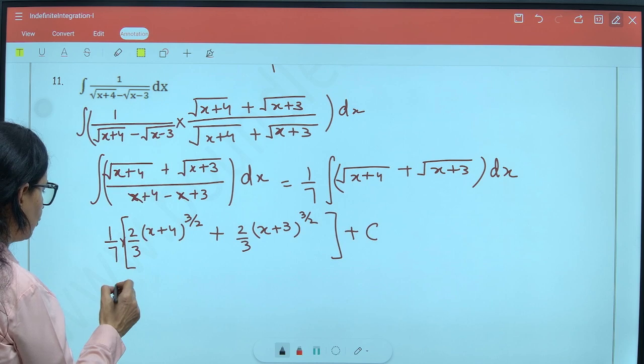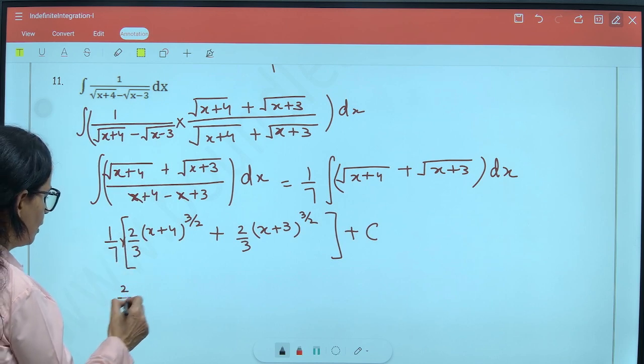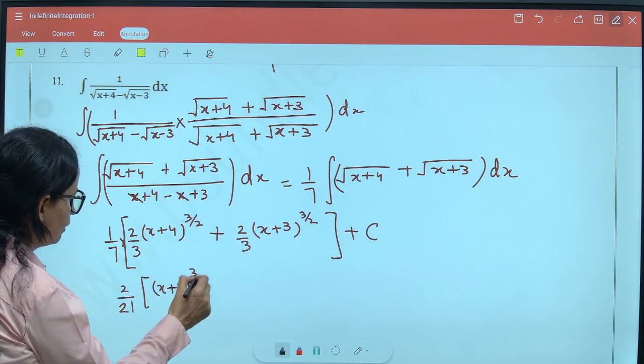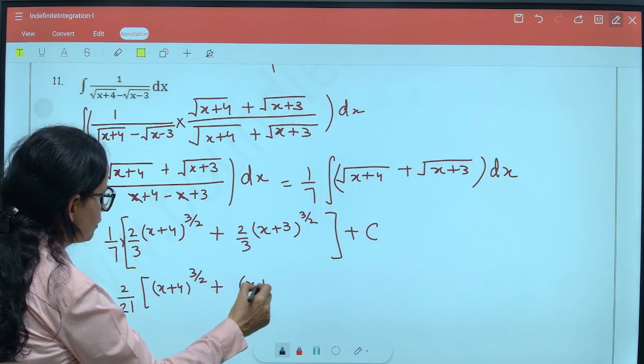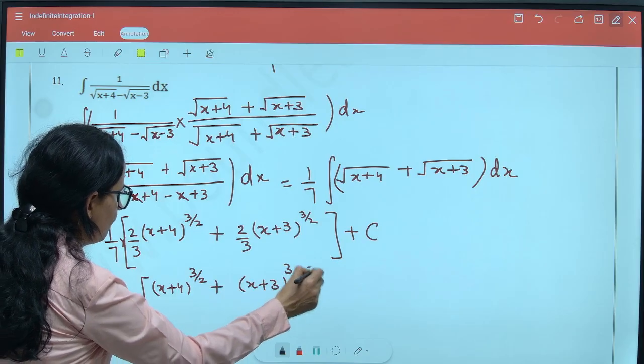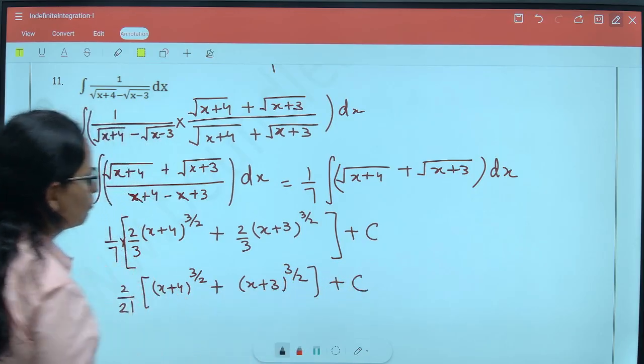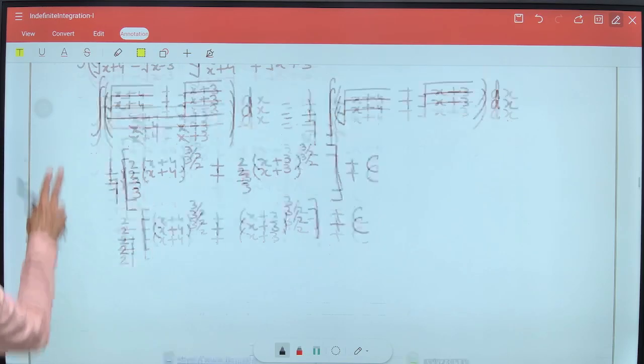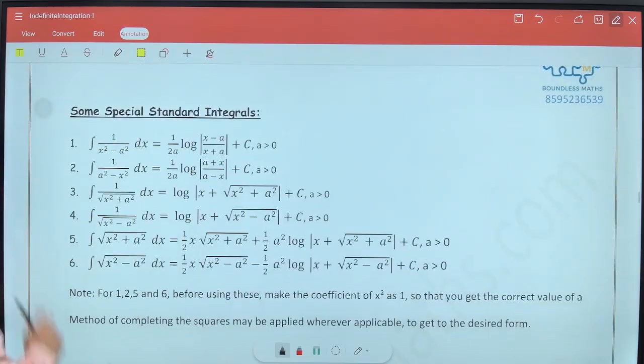2 by 3 you can take common out. 1 by 7 into 2 by 3 becomes 2 by 21, and you have (x + 4) to the power 3 by 2 plus (x + 3) to the power 3 by 2 plus the constant of integration. This is your final answer. Understood? So when you have a rational expression with something that you can rationalize, just rationalize it. The denominator becomes simpler, and then you can integrate individual terms, right? Now the next, what do we have next is some special standard integrals.